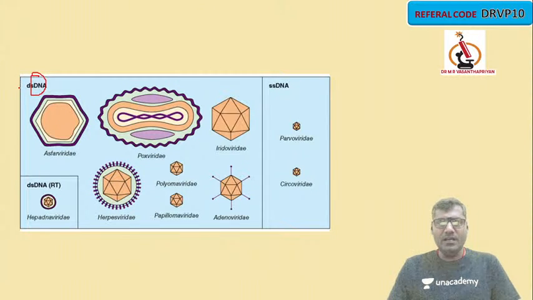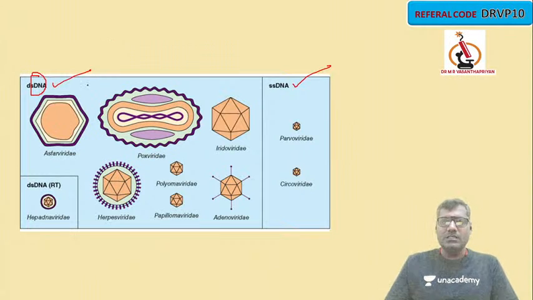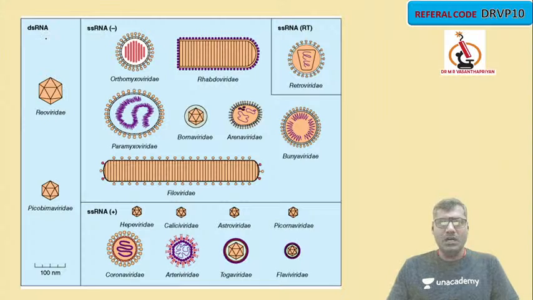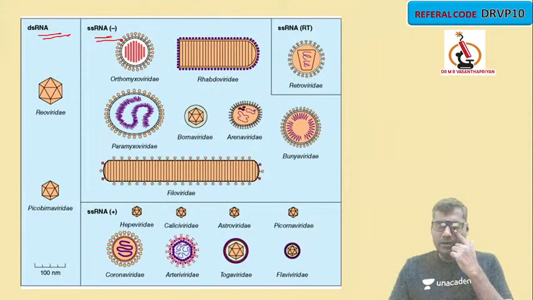In DNA we have double stranded DNA and single stranded DNA. The second one will be the RNA. RNA will be single stranded, the classical one, and double stranded RNA. So the classification of the viruses is mainly by the DNA and RNA structure. That point we know already.